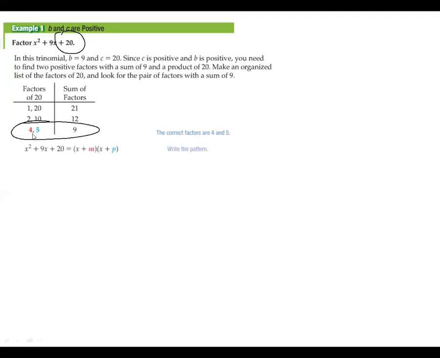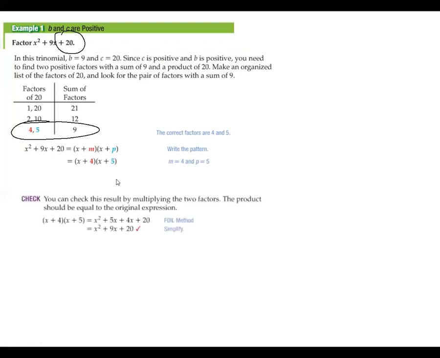So that means I use 4 and 5 for my m and p, and x squared plus 9x plus 20 you can factor as x plus 4 times x plus 5. Now you can check that by foiling it out. Firsts give you x squared, outers x times 5 give you 5x, inners 4 times x gives you 4x, and lasts 4 times 5 gives you 20. The 5x and the 4x add together to give you 9x. So if you factor, always check it by foiling to see if you got the right answer.